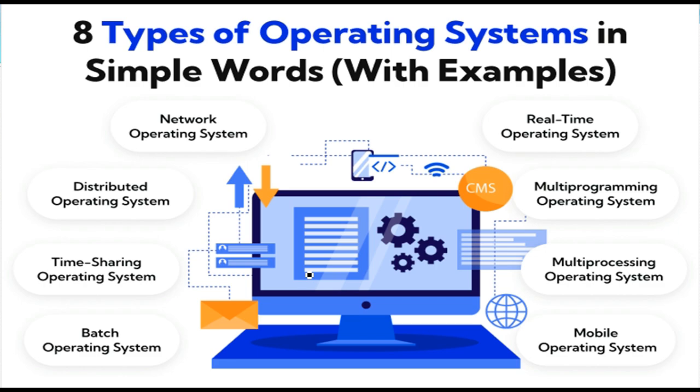Now you can see all these 8 types of operating systems; we will understand them in simple words with examples. What are all these operating systems, how do they work, what is the work of each type of operating system? So we will understand one by one. Let us start with the batch operating system.